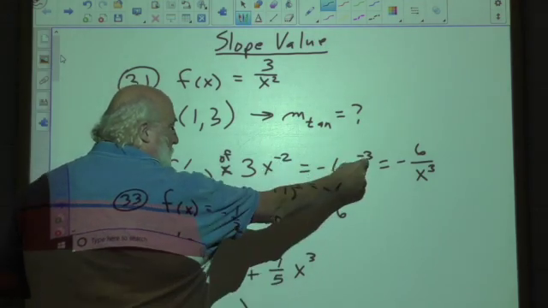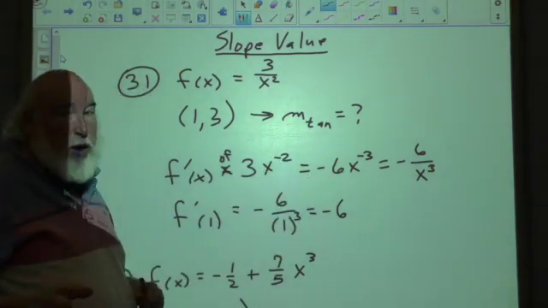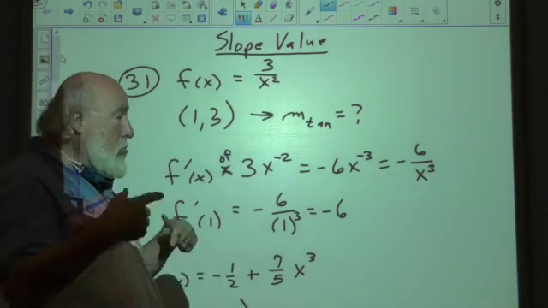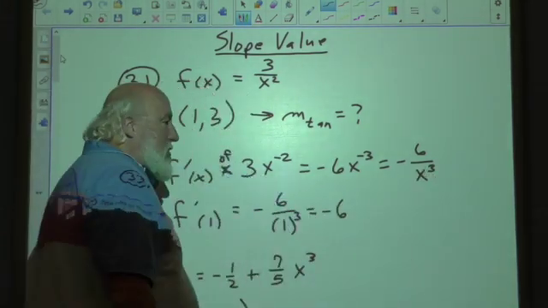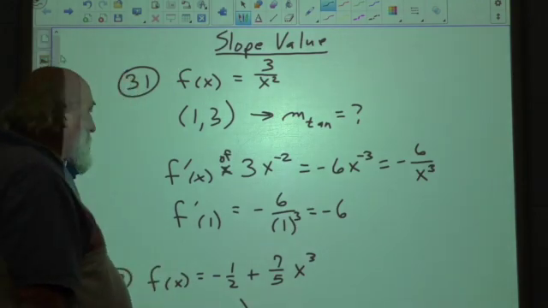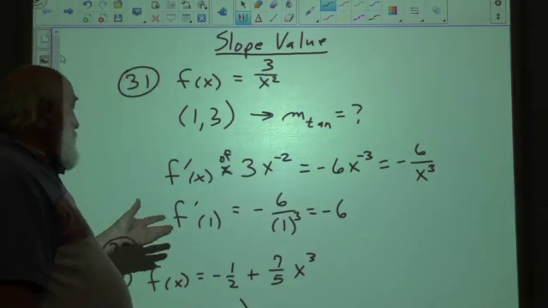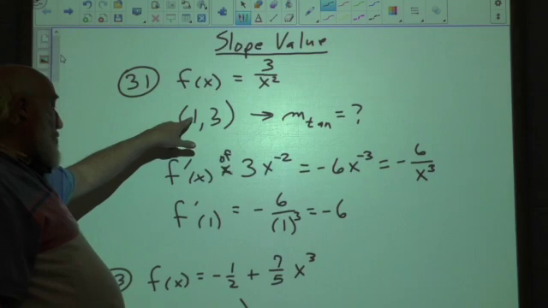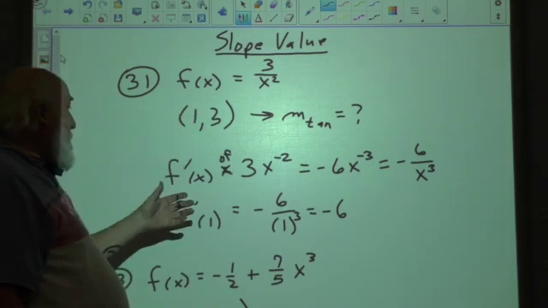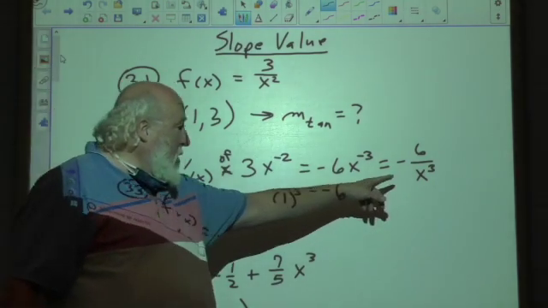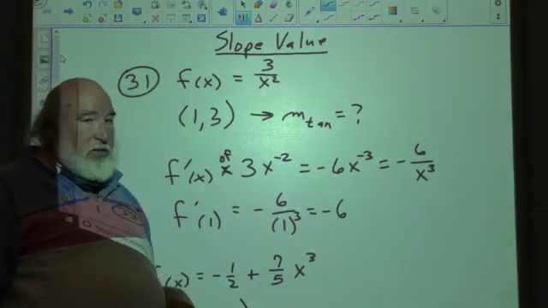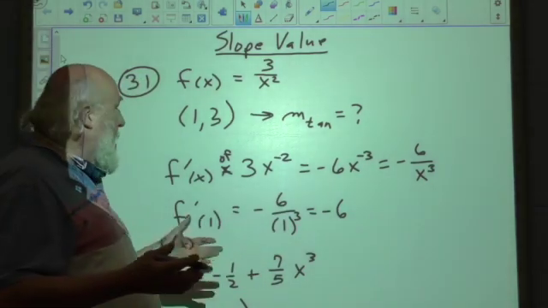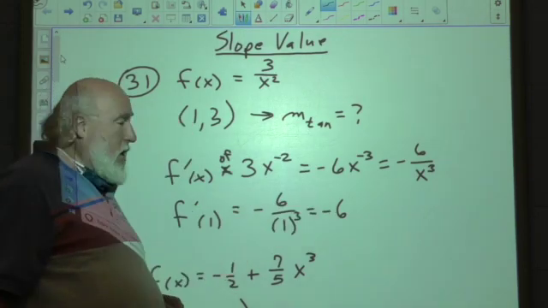Subtract 1 from the exponent to get negative 3. Not negative 1, that's adding 1. We're subtracting 1 here. Then rewriting this in that form, we get negative 6 over x cubed. Since we're trying to find the slope where x equals 1, we plug in 1 for x, and we get negative 6 over 1 cubed, which is negative 6. So the value of the slope at the point (1, 3) is negative 6.